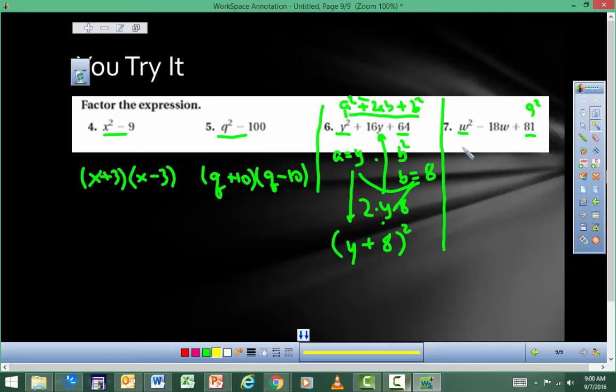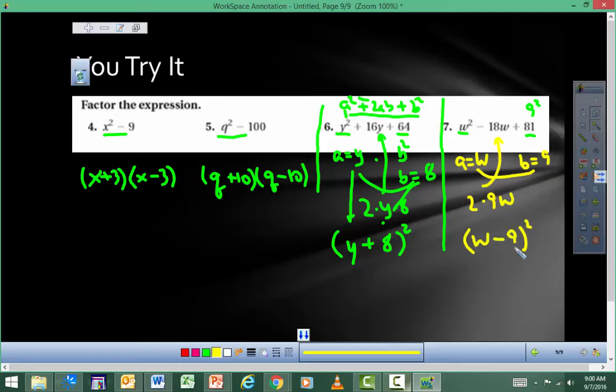Well, if that's my a squared, then what's a equal? w. And what's b equal? 9. And now if you multiply these two together, you get 9w. You need to double that though. And so that does equal 18. And so that is our special pattern. So we get this times this squared. We get w minus 9.